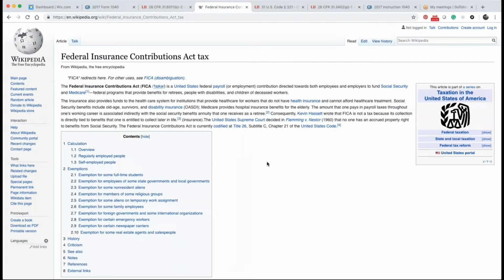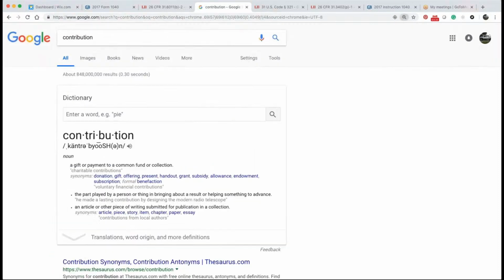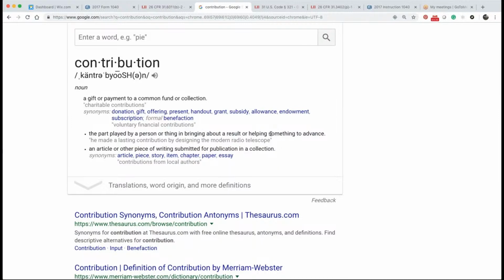So you might know someone or you might have someone in your home that is disabled. And that's what that money is funding, right? And they said it's a contribution. So what's the definition of a contribution? Because when I think of contribution, it's a gift or payment to a common fund or collection. Here's the synonyms. Is my screen big enough? I'll make it a little bigger. Donation, gift, offering, present, handout, grant, subsidy, allowance, endowment, subscription, benefaction.